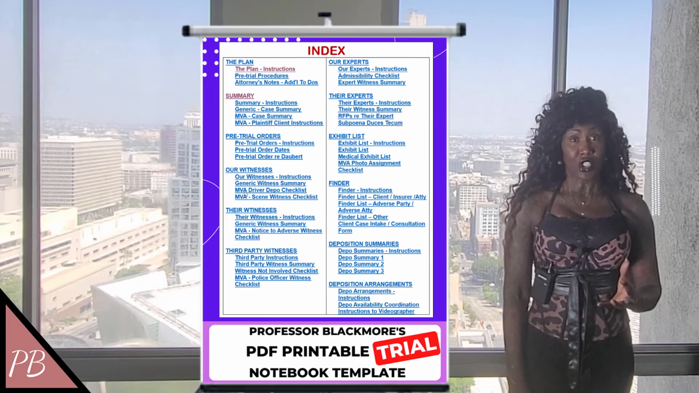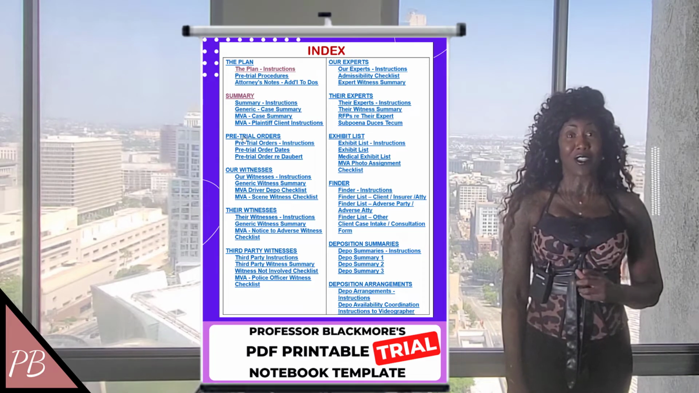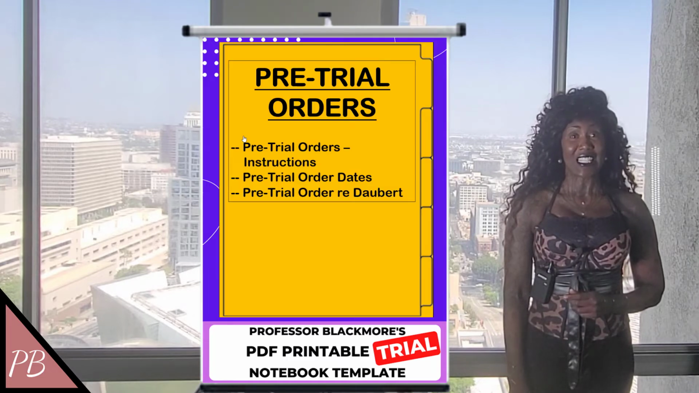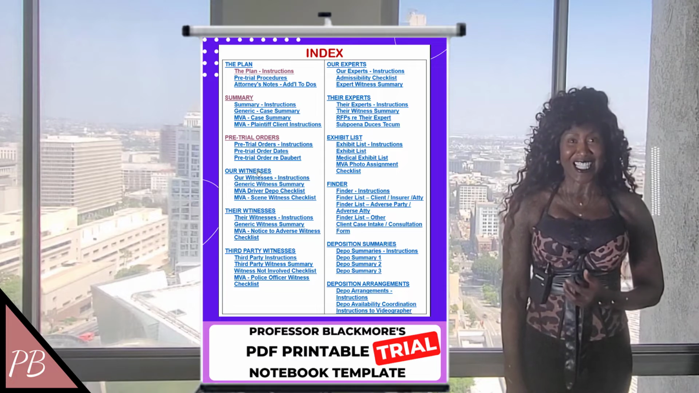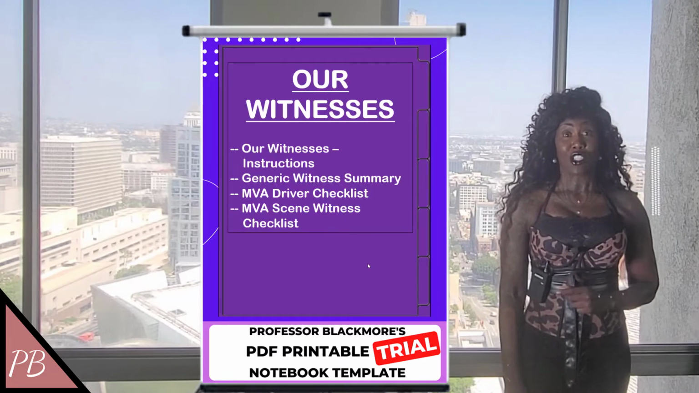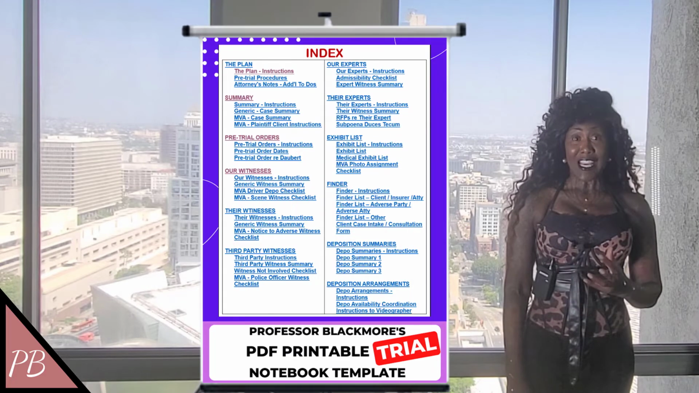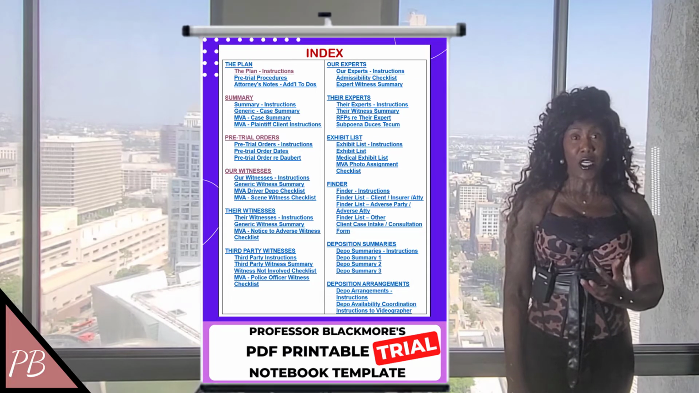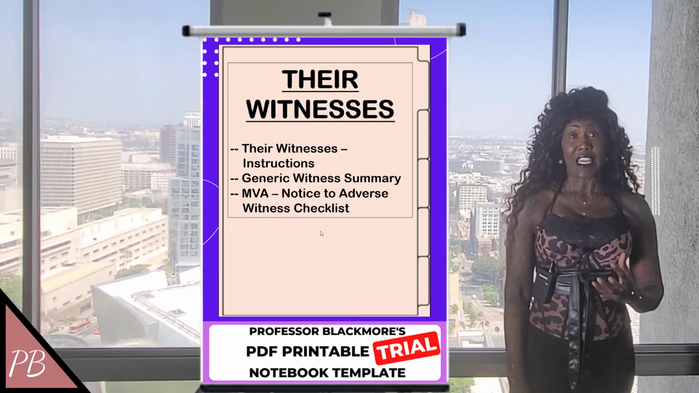Now, the next section is the pretrial order section, and here are some of the things you'll find in this section. The next section is the Our Witnesses section, and here are some of the things you'll find in this section of the trial notebook template. Now, the next section is the Their Witnesses section, and here are some of the things you'll find in this particular section of the trial notebook template.